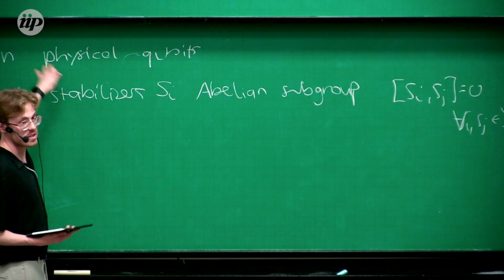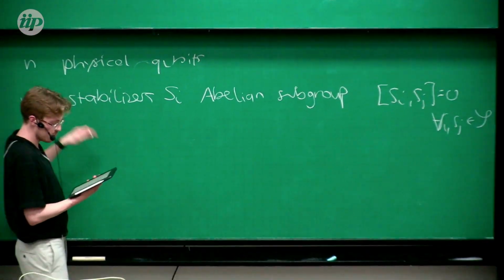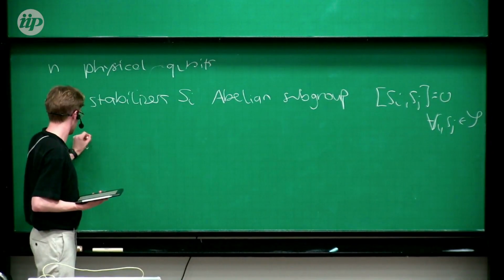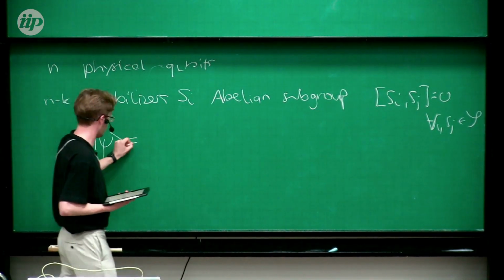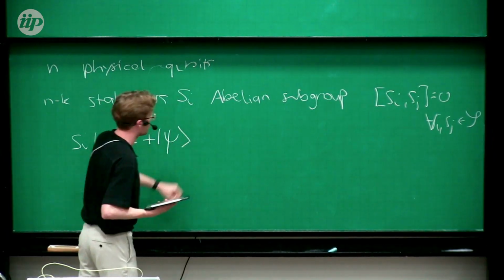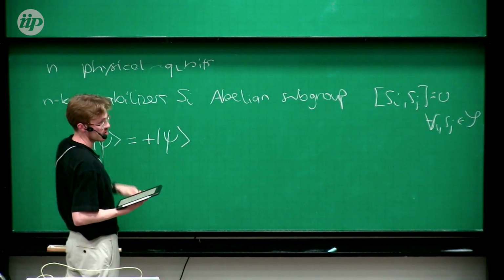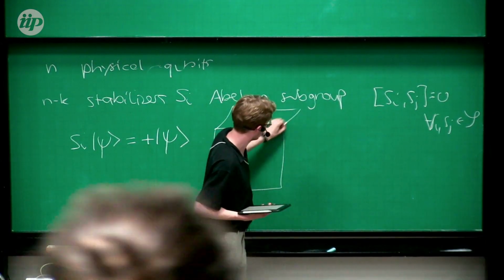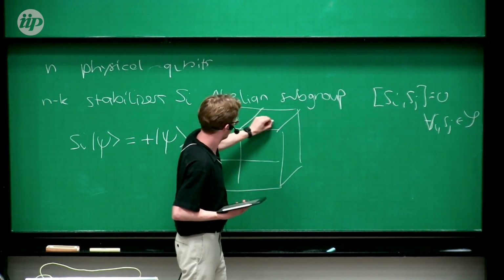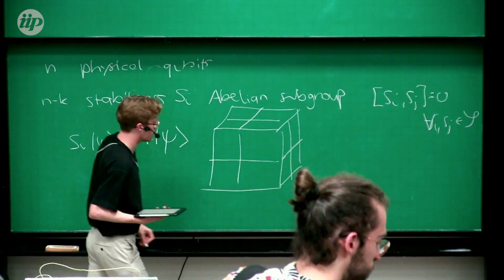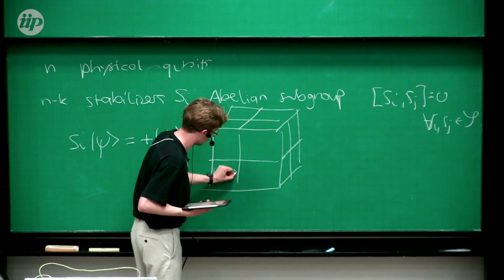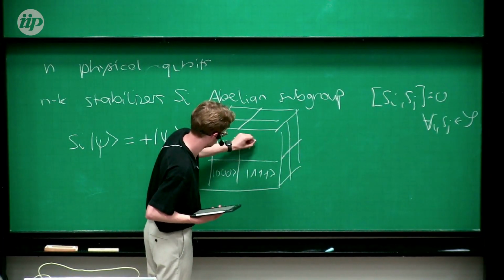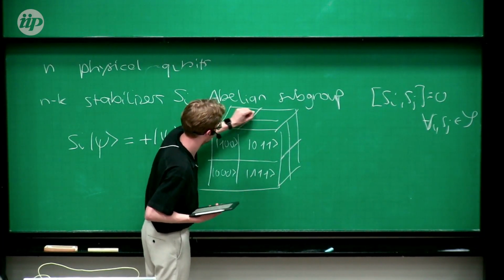And if we now take some state on this n-qubit Hilbert space, each Si will enforce the state to be the +1 eigenstate of each Si. And if we then count, we have n minus k of these, then the Hilbert space, we drew this box yesterday for 3 qubits, where we had 8 states, which we labeled, for example, with 000, 111, 100, 011, and so on.